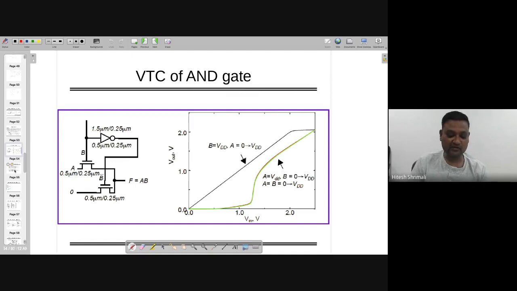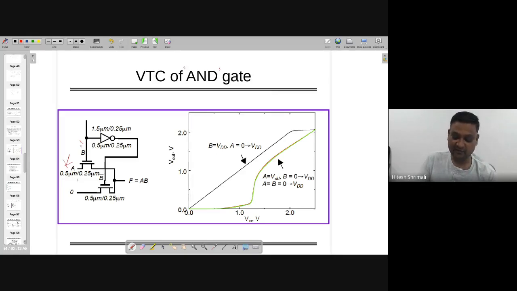The next part is one circuit, which is a pass transistor AND gate. Now there are two different possibilities. One possibility is that B equals 1 forever, and A is rising from 0 to VDD. So if I am doing this, what is going to happen?